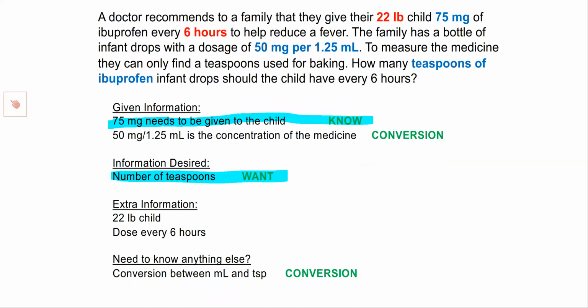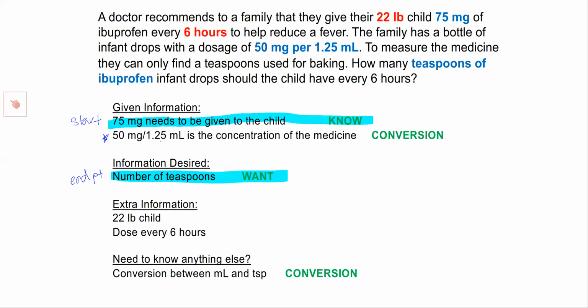So immediately I've identified my starting point and my end point. And if you can't identify where to start and where to end, then you won't really be able to develop a strategy. So that's always my first step. Then I recognize that I've been given a conversion factor that 50 milligrams of medicine will be in 1.25 milliliters of the medicine.